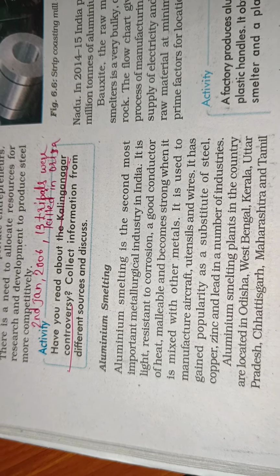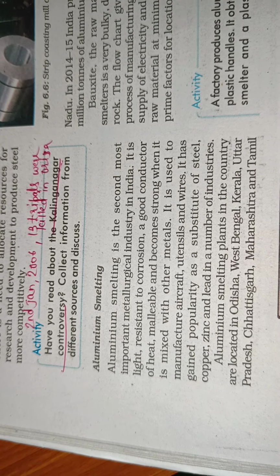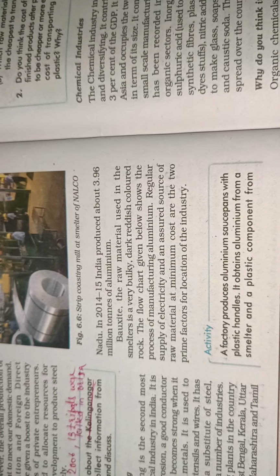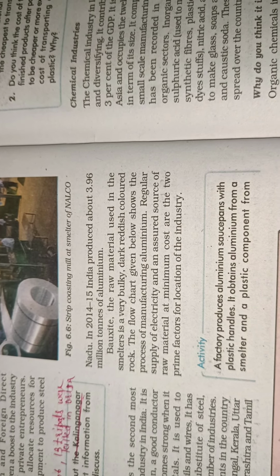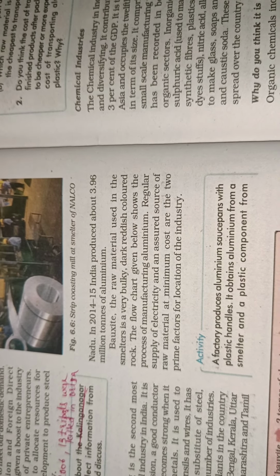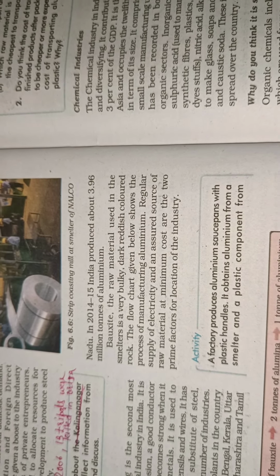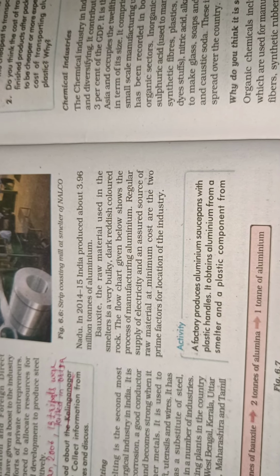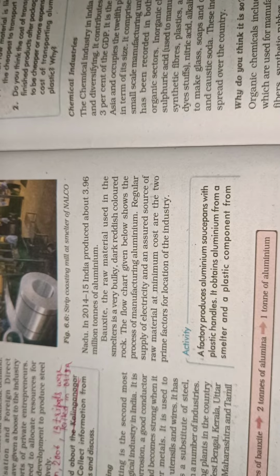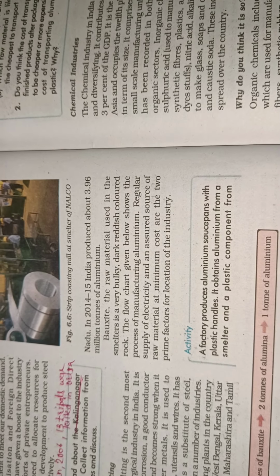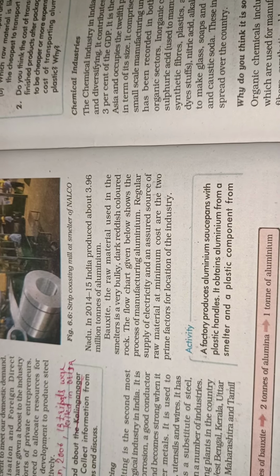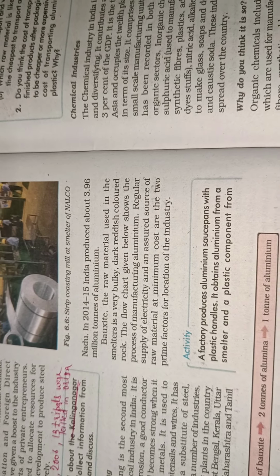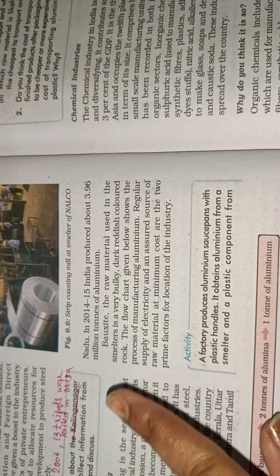Aluminium smelting plants are in states like Odisha, West Bengal, Kerala, Uttar Pradesh, Chhattisgarh, Maharashtra, Tamil Nadu. So we have a lot of manufacturing industries where aluminium is getting smelted. If we look at the data of 2014-15, about 3.96 million tonnes of aluminium was produced during that time. Bauxite is the raw material of aluminium. Whatever you have as a raw material is procured from the bauxite. Bauxite used in the smelter is very bulky, dark reddish in color and in rock form. Okay, that is bauxite.